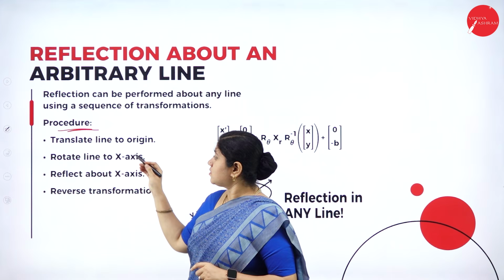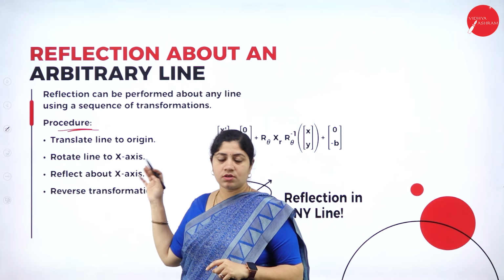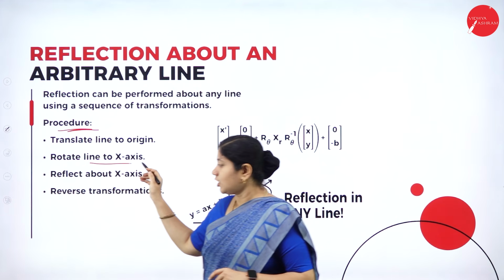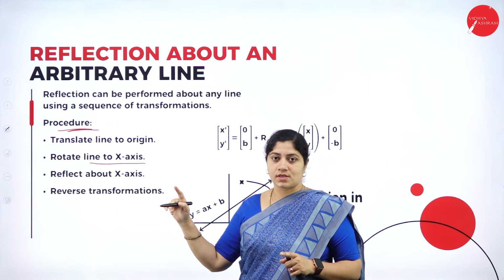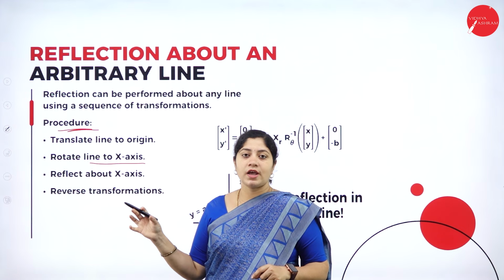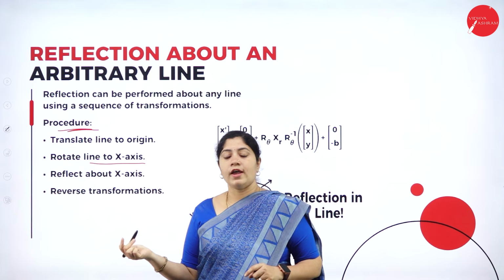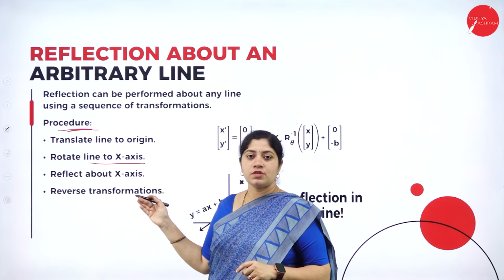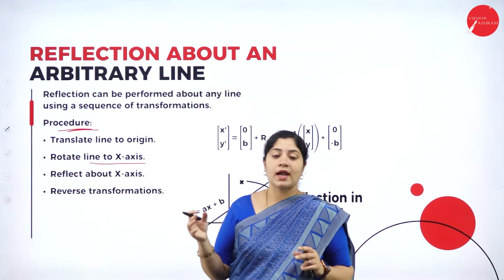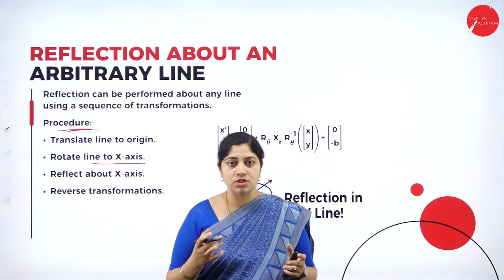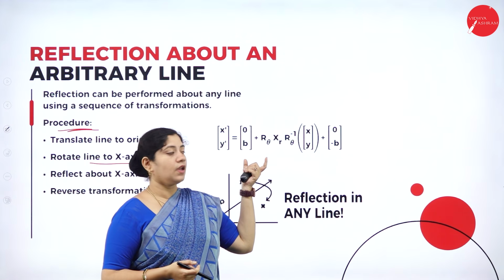Now, in order to do this, let's see the procedure that is followed. The first step is translating the line to the origin. Next, we rotate the line to the x-axis. Then we apply reflection about the x-axis, and finally we do the reverse transformation in order to get the object back to its initial position. Now mathematically, let's see how it is done.